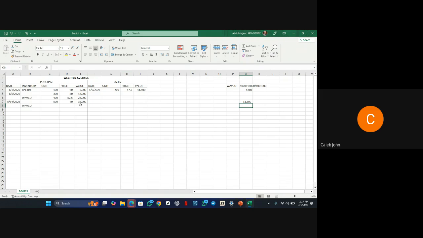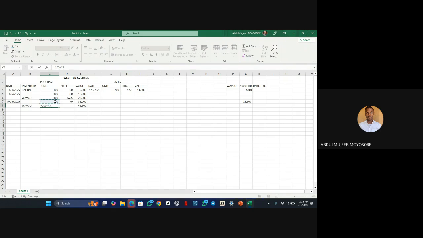So it's 23,000 minus 11,500, plus the new cost of 35,000. The old cost of this stock plus the new cost will now be divided by the number of current units, old stock plus new stock. We have how many in stock now? 200. Plus we bought what now?